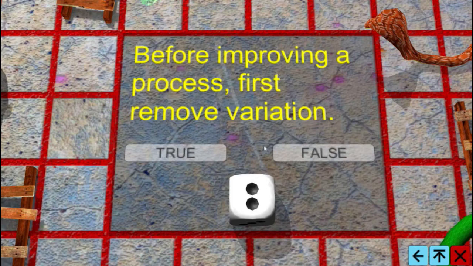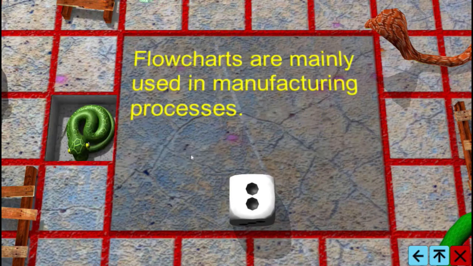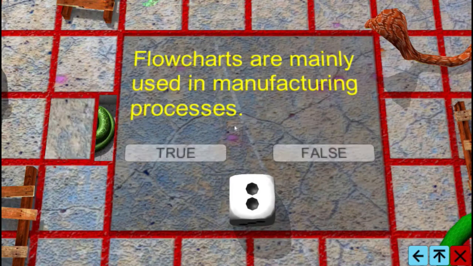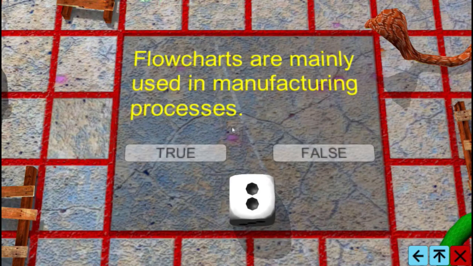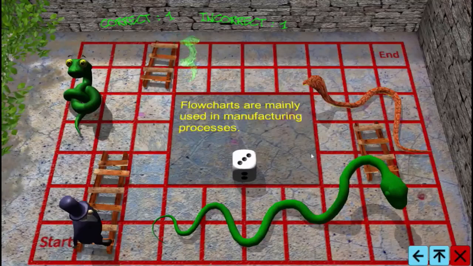So for instance, the first question: before improving a process, first remove variation. Well, we know that's true. So we're going to click on, oh, I was wrong. I was wrong, Mike. So the snake came out and bit me in the rear end. Flowcharts are mainly used in manufacturing processes. Well, that's not true. They can be used all other places, I think, so I'm going to answer false. Hey, I got one right. There we go. It rolls the die, and I move along the board 3 spaces.